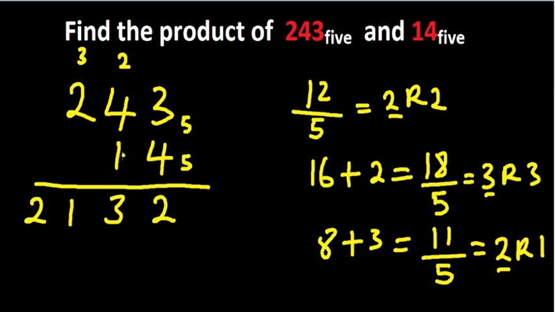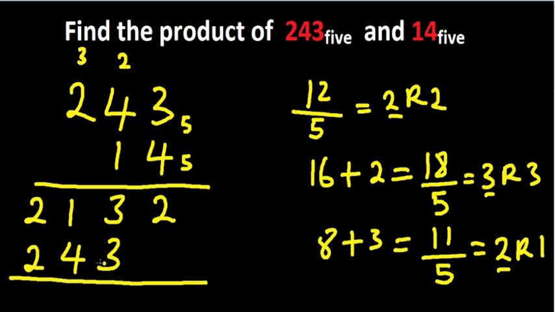Now let's multiply 1 by 3, 4, and 2. Now let's start with 1 times 3 in base 5, which is going to give us 3. Also 1 times 4 in base 5 is 4. 1 times 2 in base 5 is 2. Now let's add 2132 and 243 in base 5 to get a final answer.